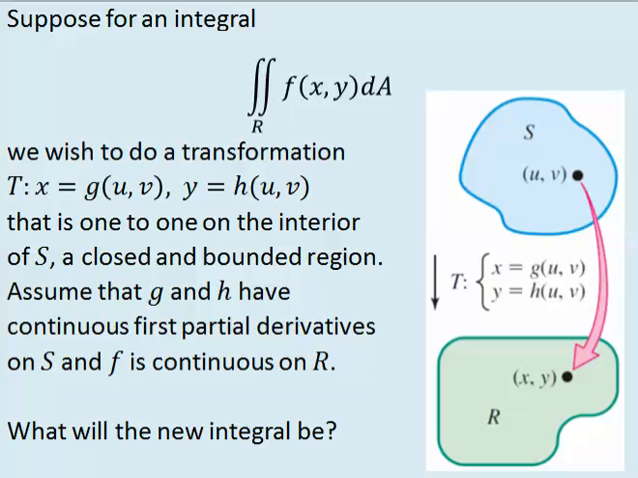Suppose we wish to do this double integral of f over R. And to do the double integral, we are going to do a transformation. And our new region S is closed and bounded, and our transformation involves continuous functions that have continuous first partial derivatives on S. And lastly, f is continuous on R. If all of those circumstances hold, what will be the new integral?